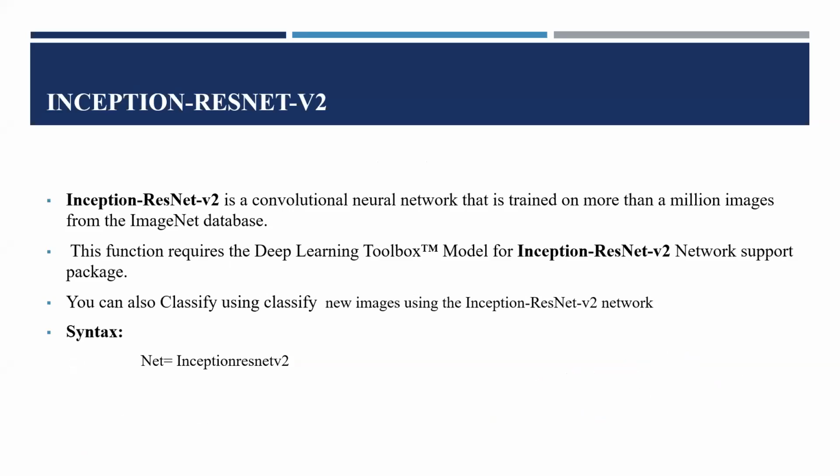Now coming to Inception ResNet V2. Inception ResNet V2 is a convolutional neural network that is trained on more than 1 million images from the ImageNet database. ImageNet contains more than 20,000 categories with typical categories such as balloon or strawberry, consisting of several hundred images.